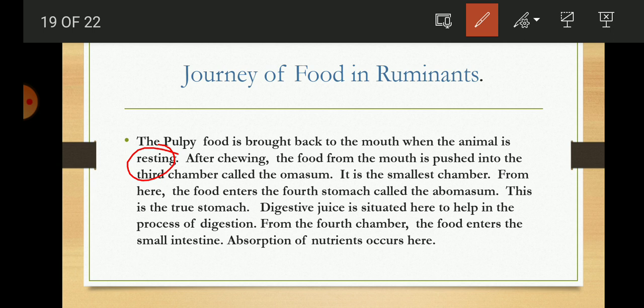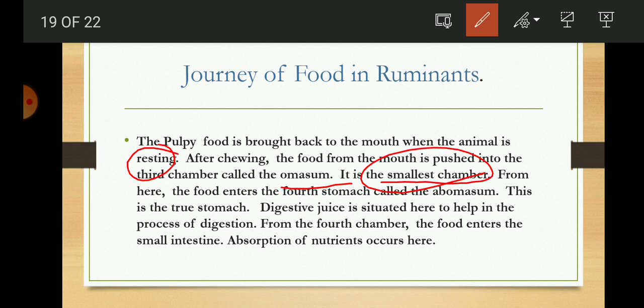Yes, from the rumen. So after chewing the food in the mouth, it pushes to the third chamber, that is the omasum, and this is the smallest chamber. So the largest chamber is rumen and the smallest chamber is omasum. Then from here the food enters the fourth chamber, that is the abomasum, and this is the true stomach. So if this question is asked to you, which part of the stomach is known as the true stomach, your answer should be the abomasum part.